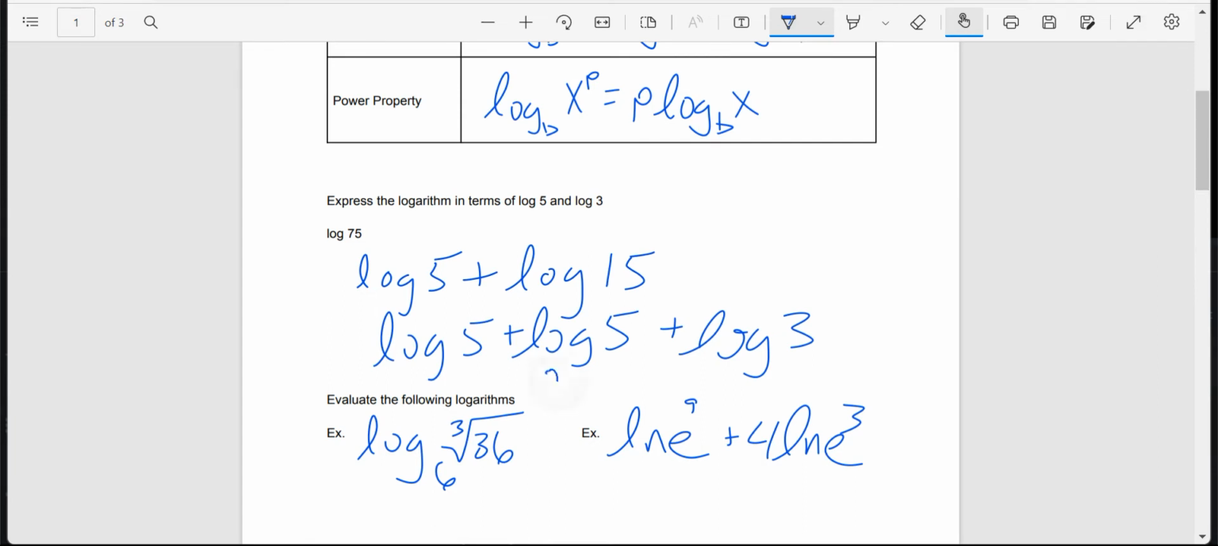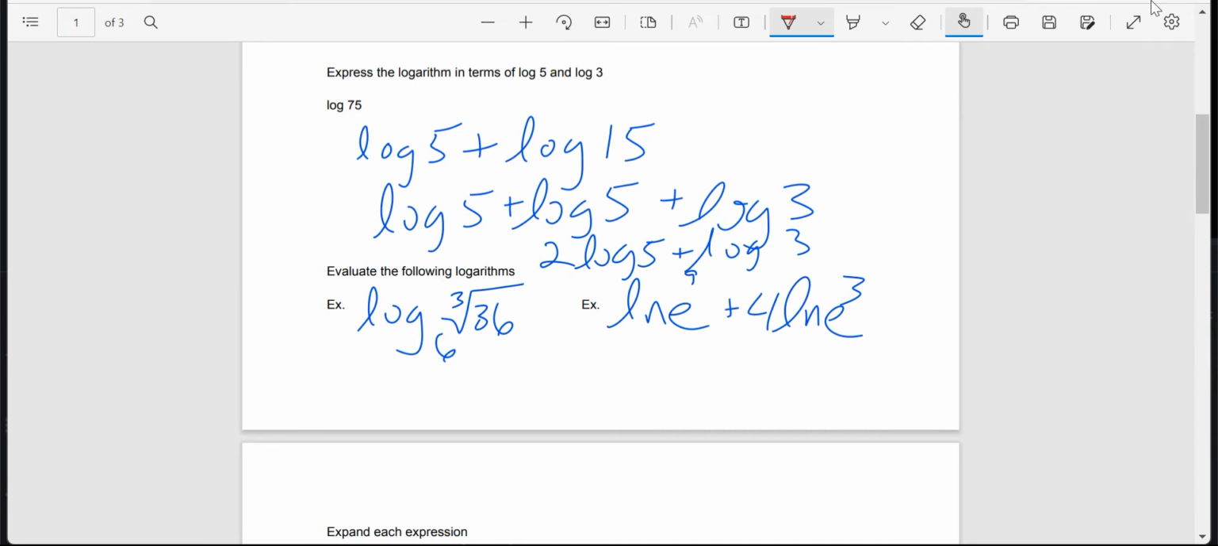2 log 5. Now you might say, Mr. Barton, can I make that log 5 squared? Sure you can, but then we can simplify and move the 2 up front because of our power property. Once again, your teacher wrote too big. I apologize. So let's go to the side here. We're going to evaluate these logarithms. We're going to be using the rules.